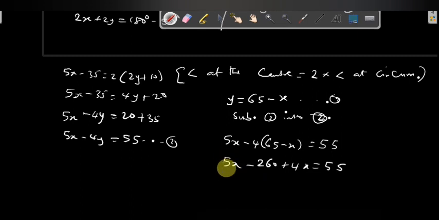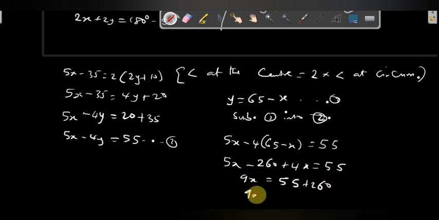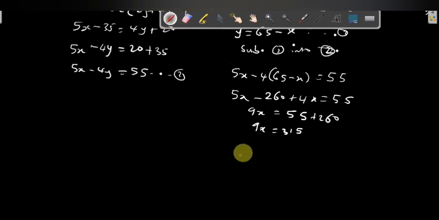Okay, so collecting terms, add this and this to that gives us 9x equals 55, and take this away, plus 260. So I have 9x is equal to 55 plus 260. That's 315. So now we're going to divide both sides by 9. So x is equal to 315 divided by 9. That's equal to 35 degrees. So x is 35 degrees.